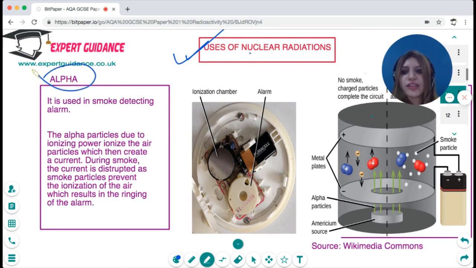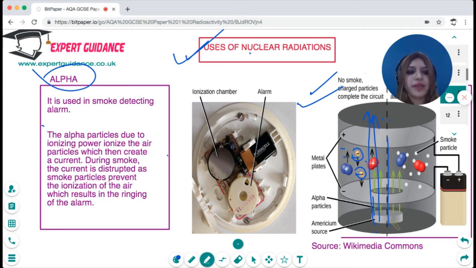Now, alpha is used in smoke detecting alarms. How? You know, alpha particles are highly ionizing. Ionizing means they can make anything charged by knocking off the electron. So, all the air particles around it become charged because of the ionizing power of the alpha. And there's a current that is being constituted in the room because of the ionization of the air particles by the alpha particles.